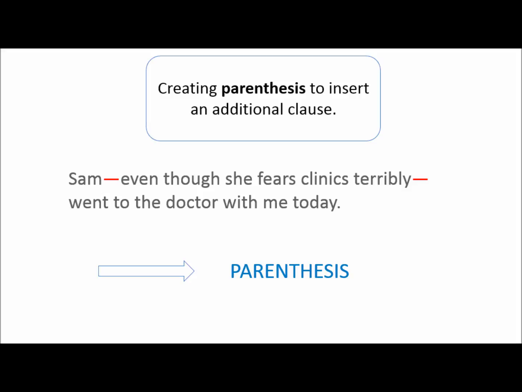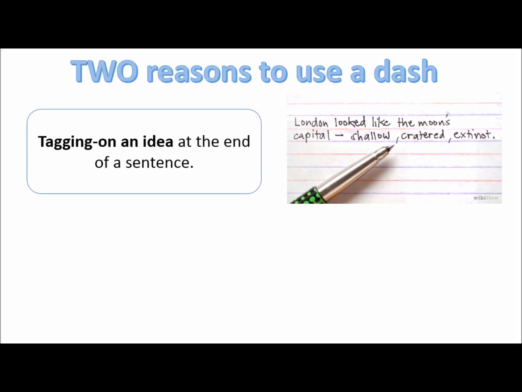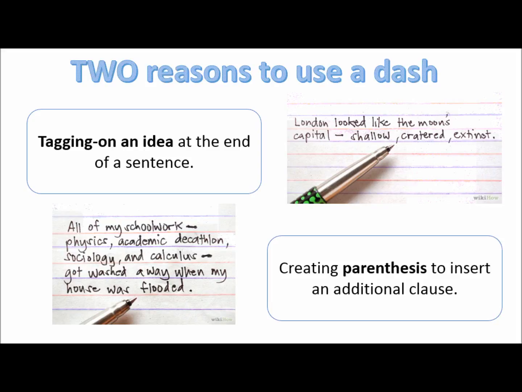We can also achieve parenthesis through the use of brackets, where we add an additional clause with brackets rather than dashes. So to recap, there are two reasons to use a dash. Tagging on an idea at the end of a sentence, creating parenthesis to insert an additional clause.